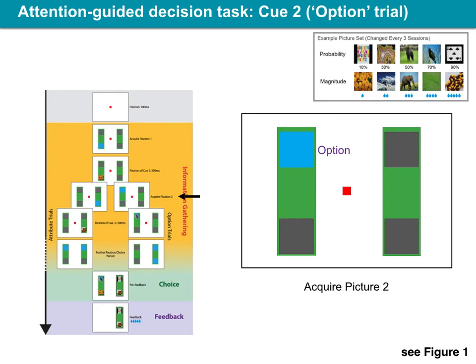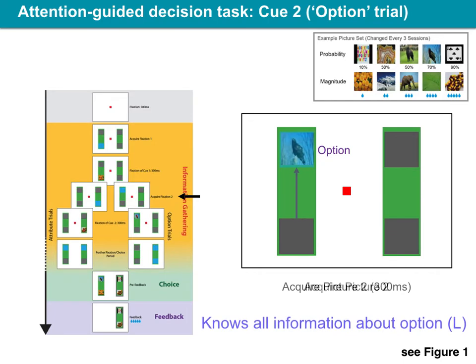So in half of the trials, another blue square appears on the same option as the first cue. And the subject then saccades to that square, revealing the picture beneath. And at this point, he knows all of the information, both the reward probability and the magnitude, about that particular option. So we're going to refer to these in the paper as option trials.